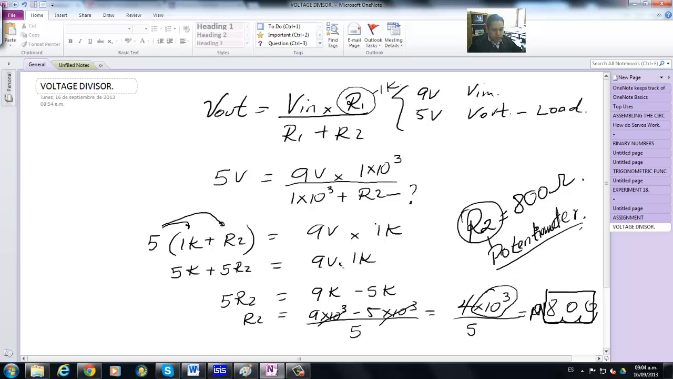So this is a very simple equation. You can solve it for any of the cases that you want. You can change the voltage out to 3 or 2 or 1, whatever you want. And of course you can use any resistor that you have at that moment. Okay? Very good. So that's what you got to do.